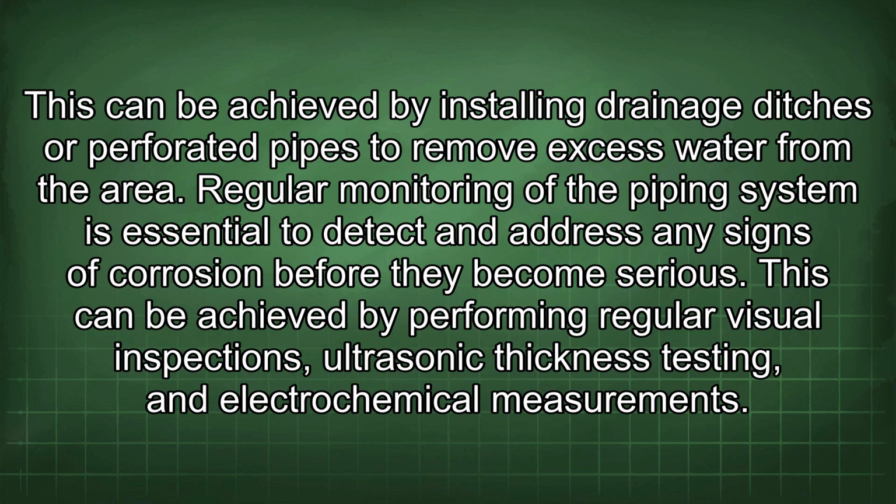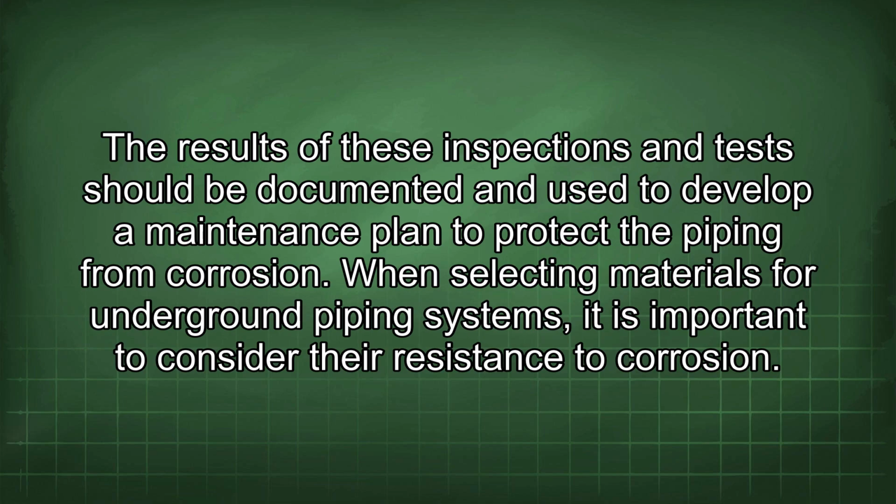Regular monitoring of the piping system is essential to detect and address any signs of corrosion before they become serious. This can be achieved by performing regular visual inspections, ultrasonic thickness testing, and electrochemical measurements. The results of these inspections and tests should be documented and used to develop a maintenance plan to protect the piping from corrosion. When selecting materials for underground piping systems, it is important to consider their resistance to corrosion.